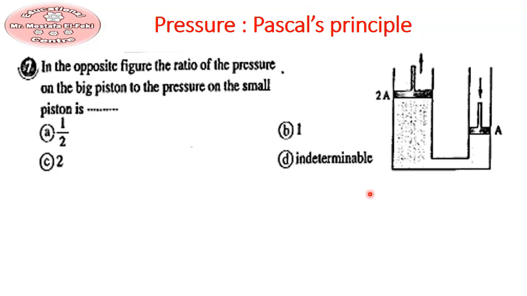In the opposite figure, the ratio of the pressure on the big piston to the pressure on the small piston is 1. The pressure equals the pressure. And here, the pressure doesn't depend on the cross-section area. So the ratio between the pressures is 1 to 1.